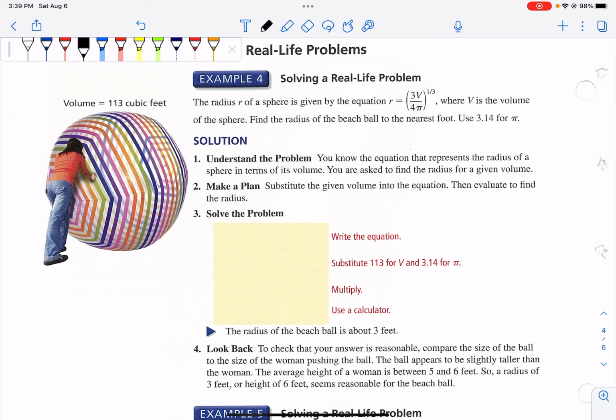You know what? Let's go through these really quick. There'll be plenty for you to try on your own on the homework. It says the radius of this sphere, this great big rolling squishy ball, is given by an equation. Well, that's nice. They give us an equation. I don't have to come up with one. V is the volume. The radius is R. And it wants us to use 3.14 for the variable pi.